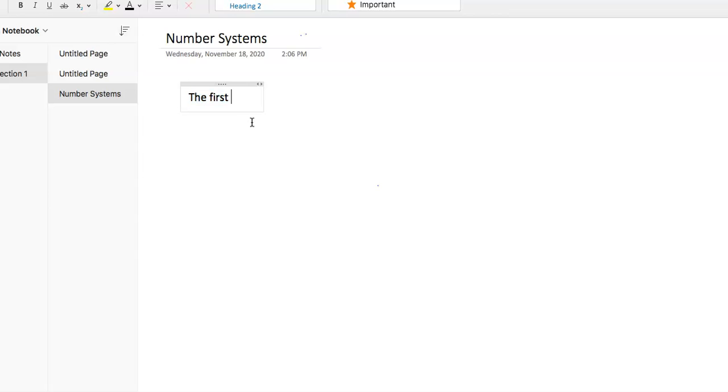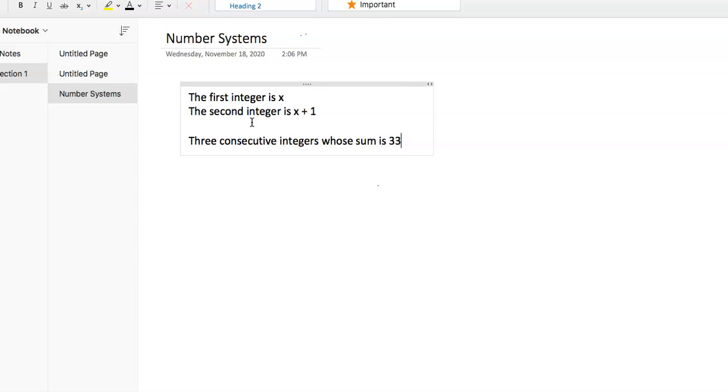Okay, so when they're asking you these questions, I'll just sort of explain this first and then we'll do the question, right? The first integer is x, okay? And the second integer is going to be x plus 1, third integer x plus 2, and so on. Okay, so the question is, find 3 consecutive integers whose sum is 339.